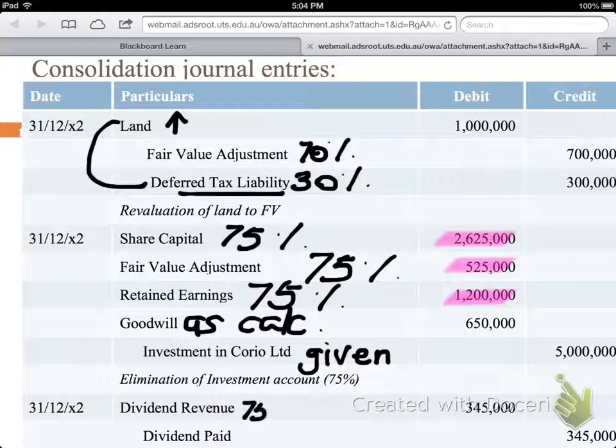So if you have a look at the dividend in the question, you'll see that it's $460,000. I put a K because I don't have space here. All you're doing is multiply the dividend paid by the subsidiary by 75%. So $345,000.